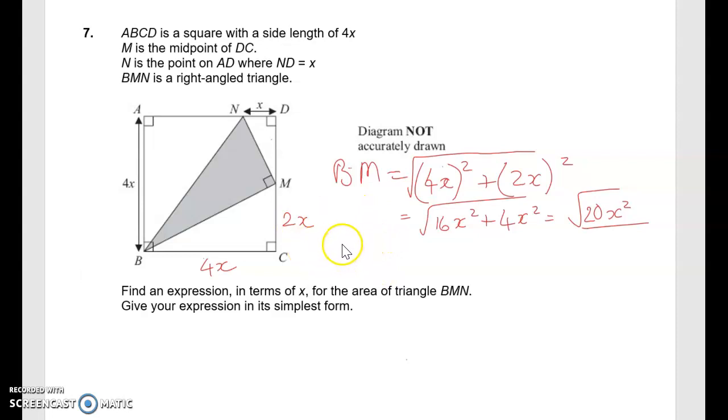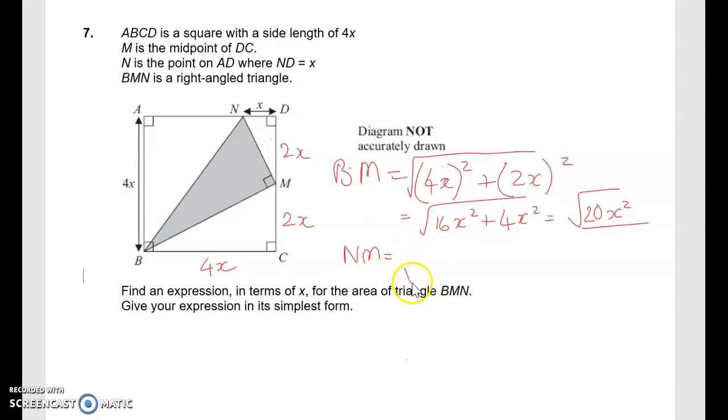So what I want you to have a go at is to work out the length NM. Okay, I'll give you a clue. This length here is x and this length here is 2x because it's the same as this one here. Okay, so have a pause and have a go at working out NM.